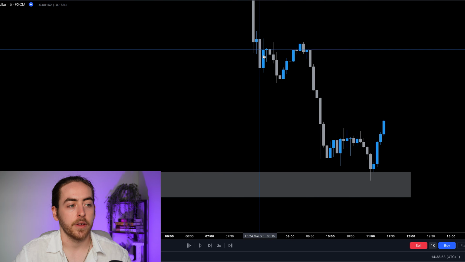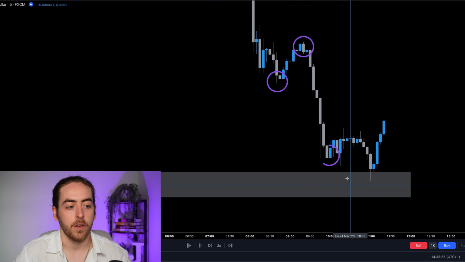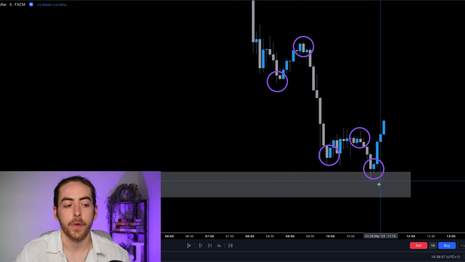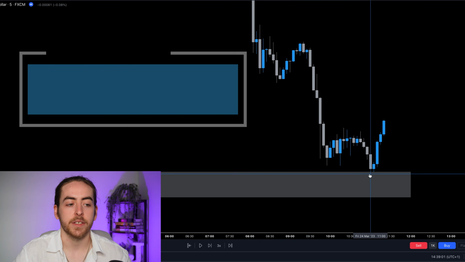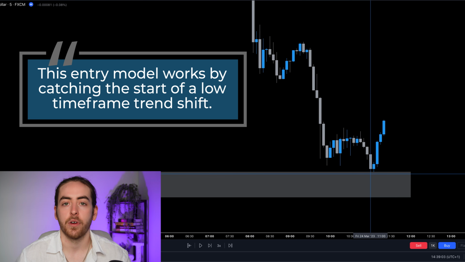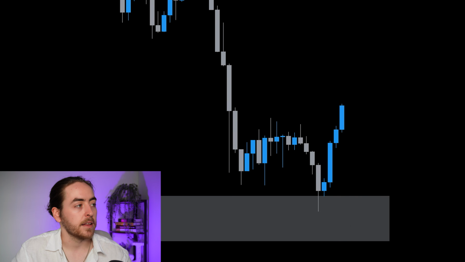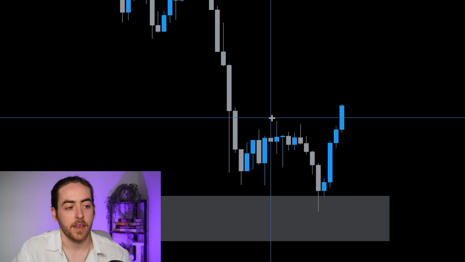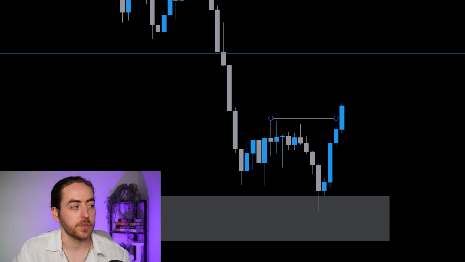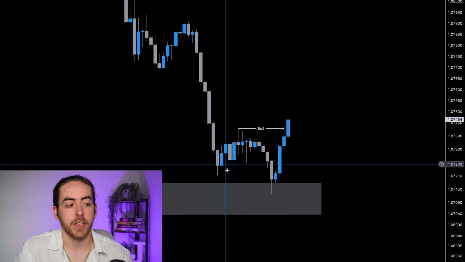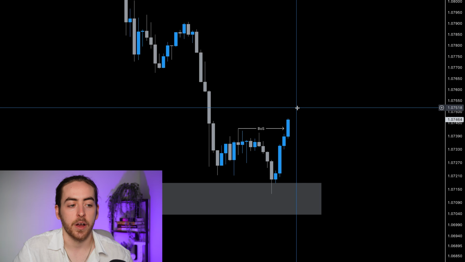So here we can see the market form a lower low, lower high, lower low, lower high, and then another lower low. Now how this entry model works is actually catching the start of a low time frame trend shift. So here we can see that after forming this lower low, we pushed up to this point, and this has actually formed a higher high, breaking us above this point of structure. So this is the first half of the entry model. We've had a break of structure down here on the low time frame, and that shows us that the market is shifting from this downtrend into an uptrend.